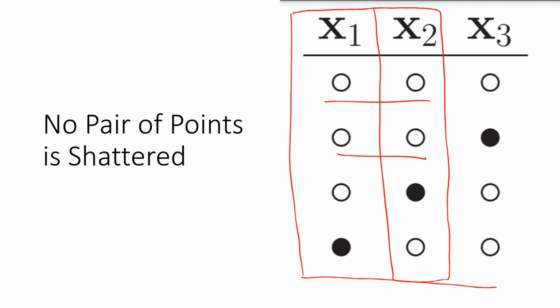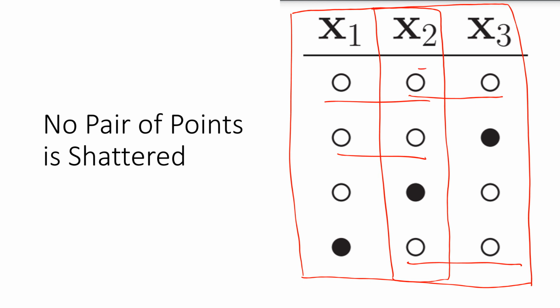Let's focus on x2 and x3 now. Here is a repeat: we have a negative, negative, and a negative, negative repeat again. Let's look at x1 and x3. A negative, negative, and then positive. Here is the repeat again: negative, negative, and then negative, negative. So no pair of points is shattered, and I have those four dichotomies that I was looking for.